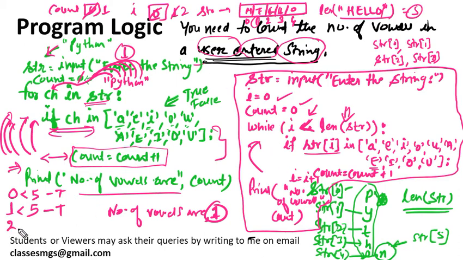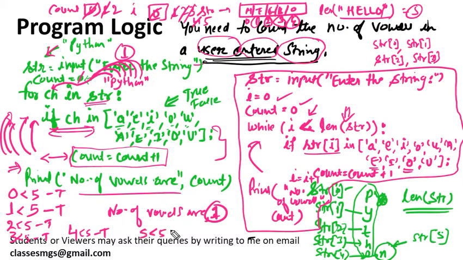Next time 2 is less than 5, condition again true. In this case we go to string of 2. String of 2 is L. Is L in this list? No. Count will not increment, I will increment only, I will become 3. Next time 3 is less than 5, condition again true. String of 3 is L again, capital L. Capital L is not in this list of vowels, so count will not increment, I will increment only, and I will become 4. Next time 4 is less than 5, condition again true, and string of 4 is O. O is in this list, so it will return true. The count will increment from 1 to 2, and then I will become 5.